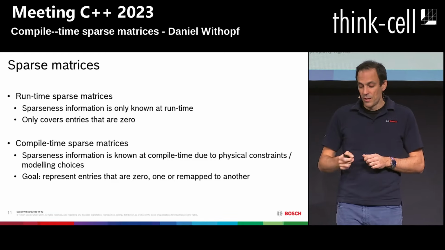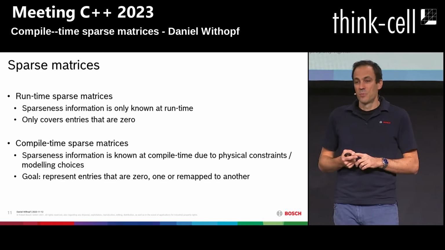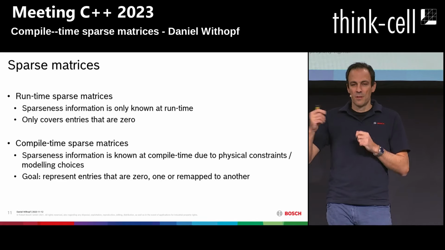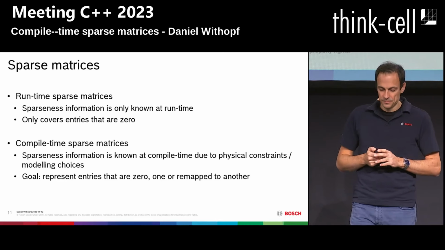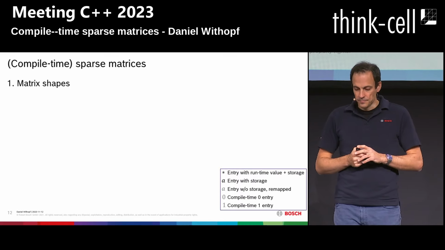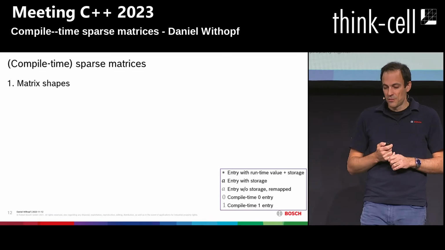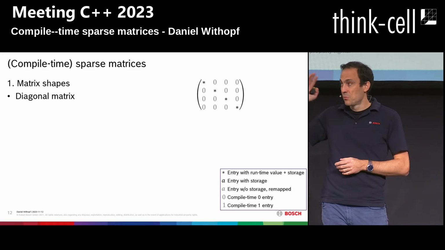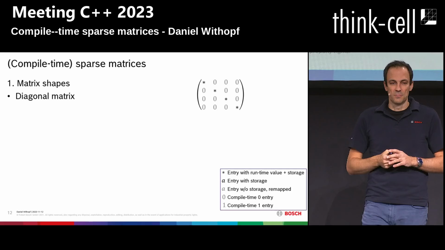And as I mentioned, the goal here is to not only represent entries that are zero, but we're also trying to represent entries which are statically one at compile time, and to have the opportunity to model symmetric entries in vectors and matrices. So now I want to give a few examples of sparse matrices. The first type of matrix is what I would more consider matrix shapes. For example, the easiest one is a diagonal matrix where all the entries are zeros except the entries on the diagonal.